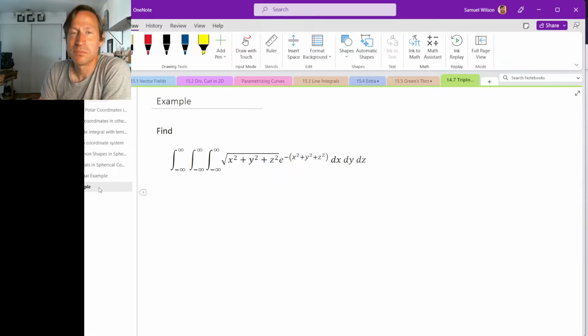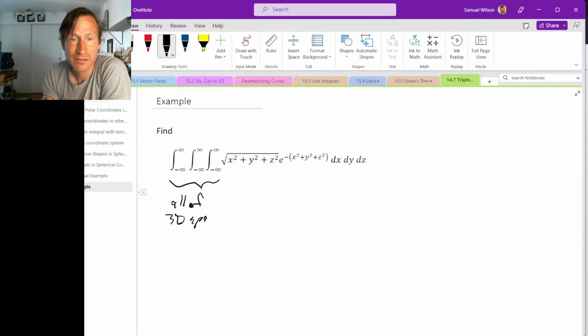Let's look at one more example of using spherical coordinates to evaluate an integral. Let's evaluate this triple integral. So these crazy bounds essentially mean we're integrating over all of 3D space, right? All of R3, because x, y, and z are all going from minus infinity to plus infinity, so that's going to cover all of 3D space.